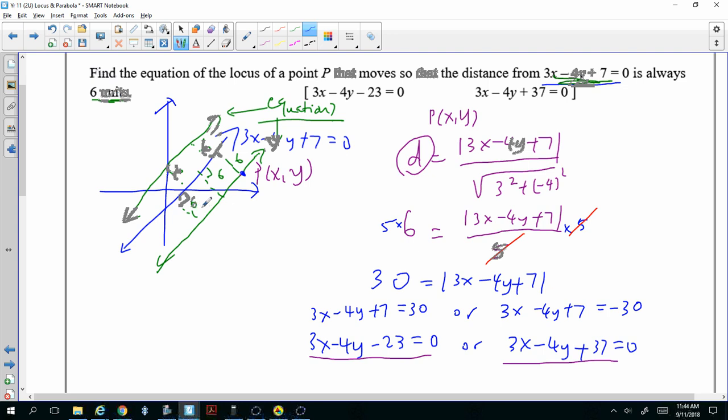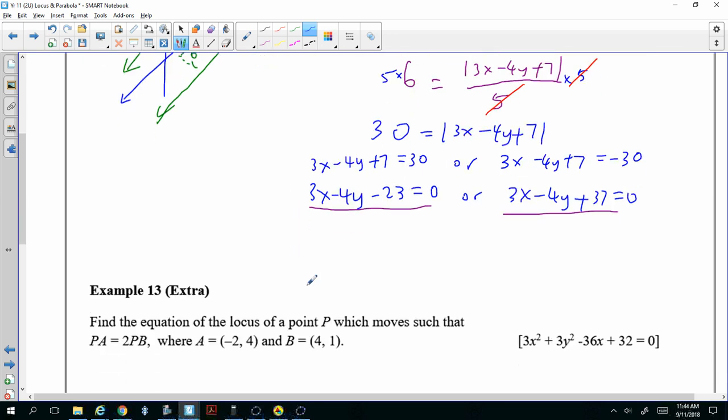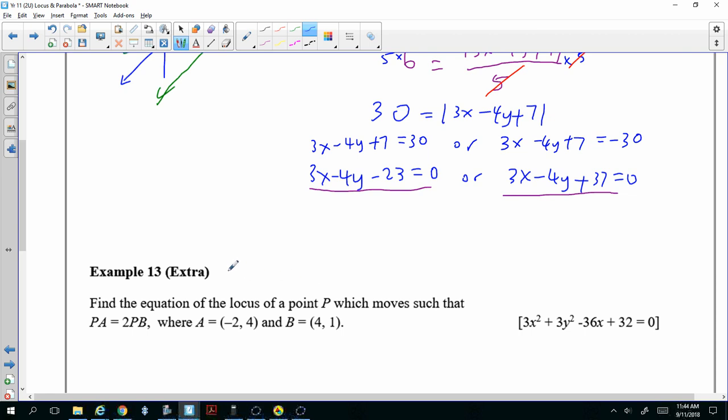All right. Next one. After we finish, the next one, I want you to try that for yourself. Practice yourself. So PA equal to 2PB, just use the distance formula. And then you will end up getting this, and you will get a circle. Have a try later, because I'm going to do a summary.